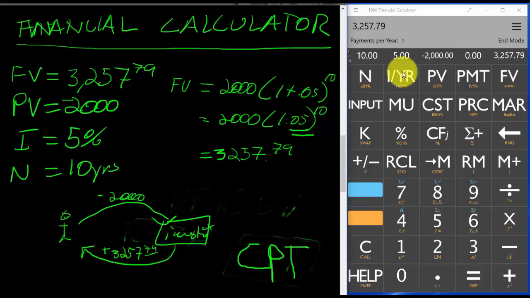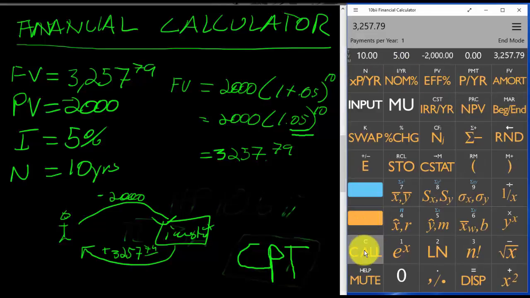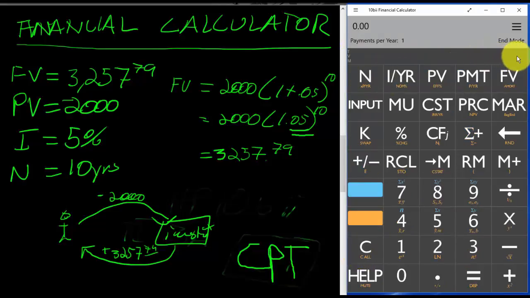The most important thing here is that you practice with your calculators. Note that if I go orange, clear all, all of my buttons are cleared, and I have to do the whole process again. So let me just do that real quick. 2,000 negative goes into present value. My interest rate is 5%. I put that into interest rate, and I'm holding this investment for 10 years, N.